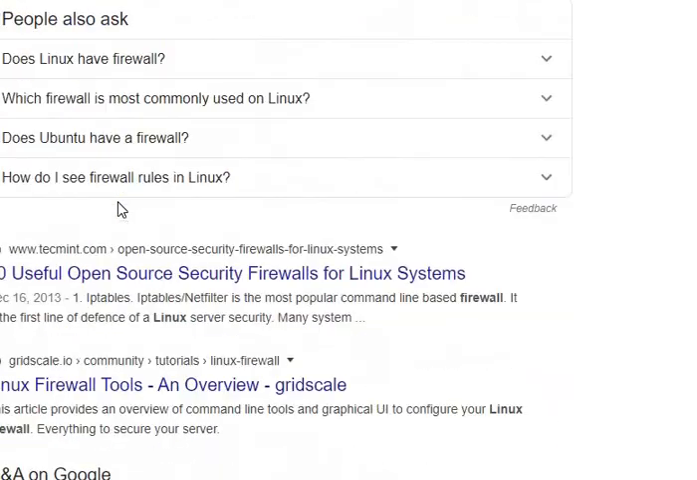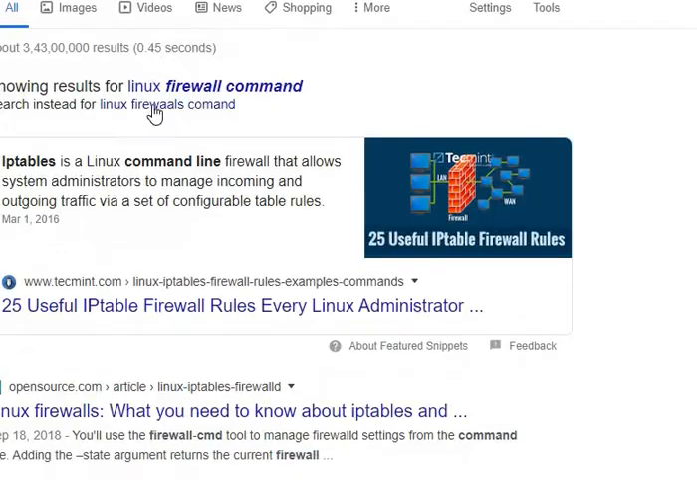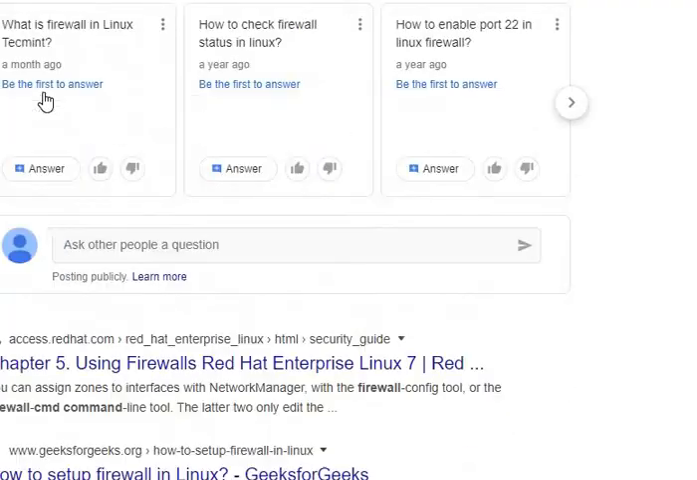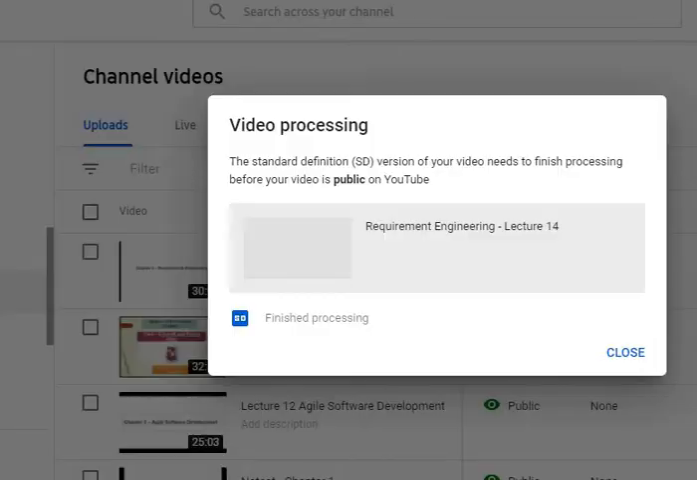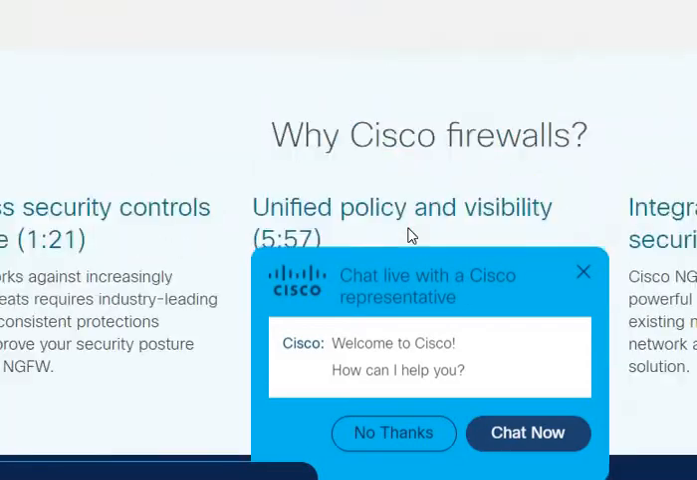This is a kind of command you have to fire on the Linux machine, the iptables command. If you type the iptables command in your Linux terminal, it will show you the firewall rules applied to your Linux system. iptables is a command for your Linux system which will show you the firewall rules applied. So we are talking about the software firewall. Hardware firewall, yes, we have seen that.